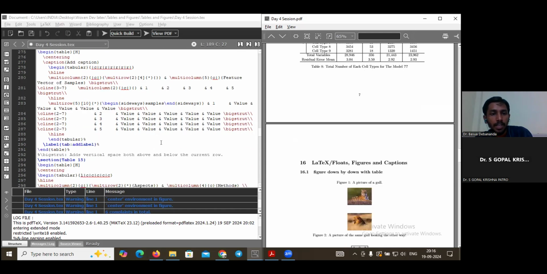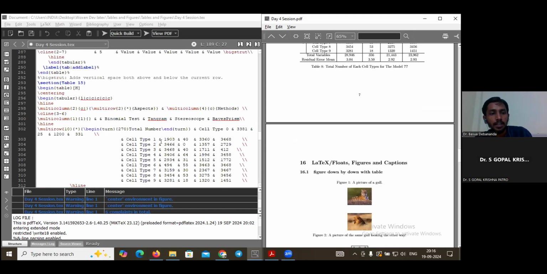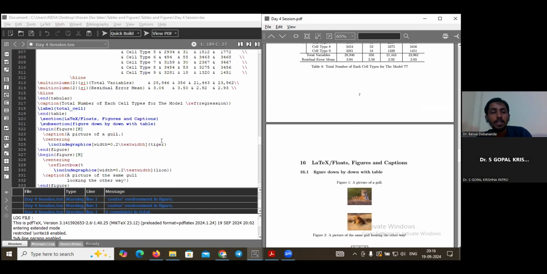Now coming to the figure. For the figure, what do we have to do? The first thing is you have to search for a figure and save that figure in the folder where the text file is. The figure you want to insert in the article, you have to save in JPG or PNG format in the same folder where this file is.